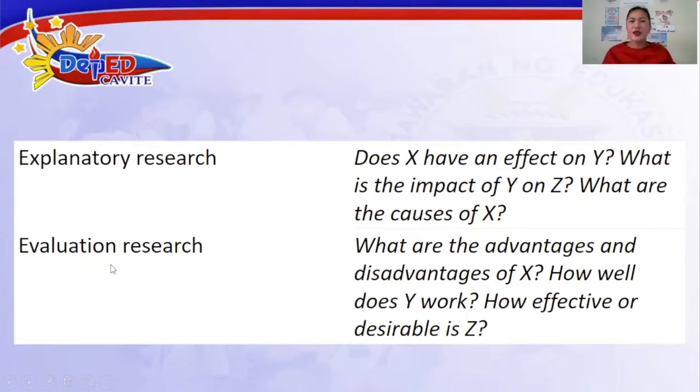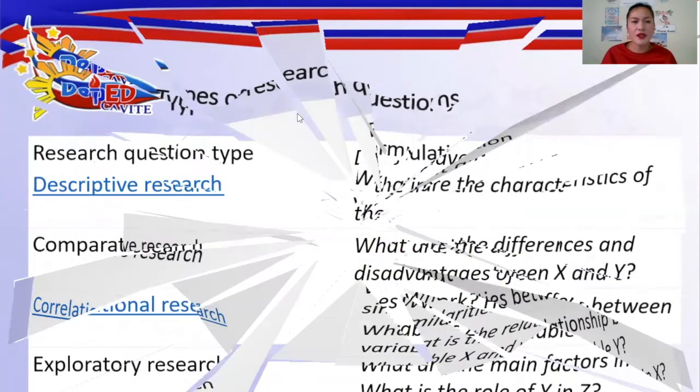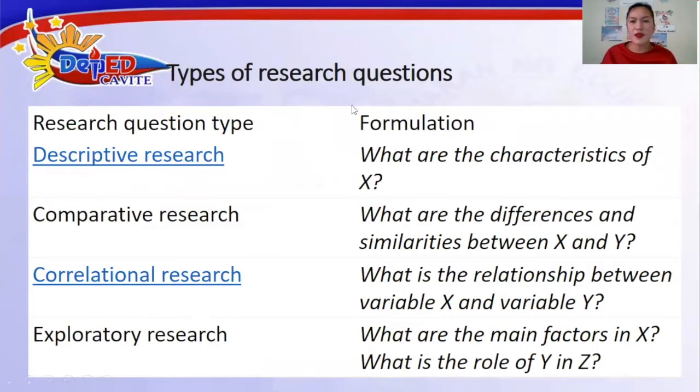And lastly, is the evaluation research. You are going to evaluate, okay? What are the advantages or disadvantages? Or how do things work? So that is evaluation research. Again, your research question will depend upon the research you are going to do. Okay? So that is the anchor. All your research questions should anchor your whole research paper. So that is the type of research question.